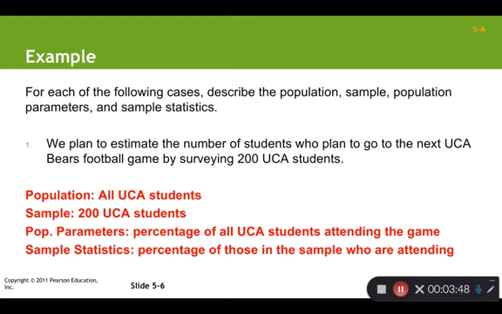For example, in this case, if I surveyed 200 UCA students, and maybe it tells me that 20 of them say that they will be attending the next game, then my statistic would either be 20 UCA students plan to attend, or to be more specific, 10% of those I asked plan to attend the game.